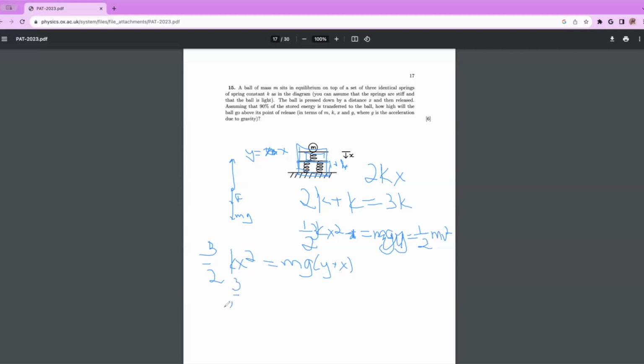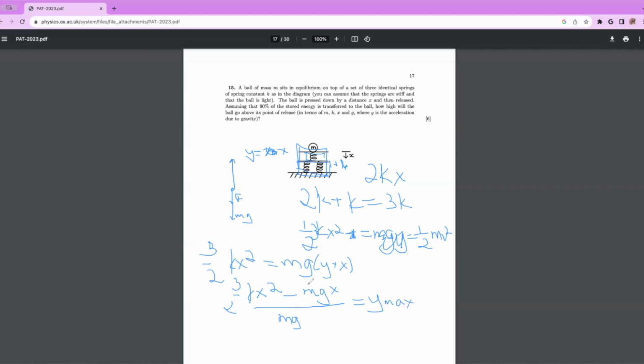Okay, then you have 3/2 kx squared minus mgx, divided by mg equals y. Oh wait, no, I don't. What am I yapping about? Oh, no. Let's see. mgx, yes, divided by mg. Yeah, divided by mg equals y. I should probably say that this is y max.